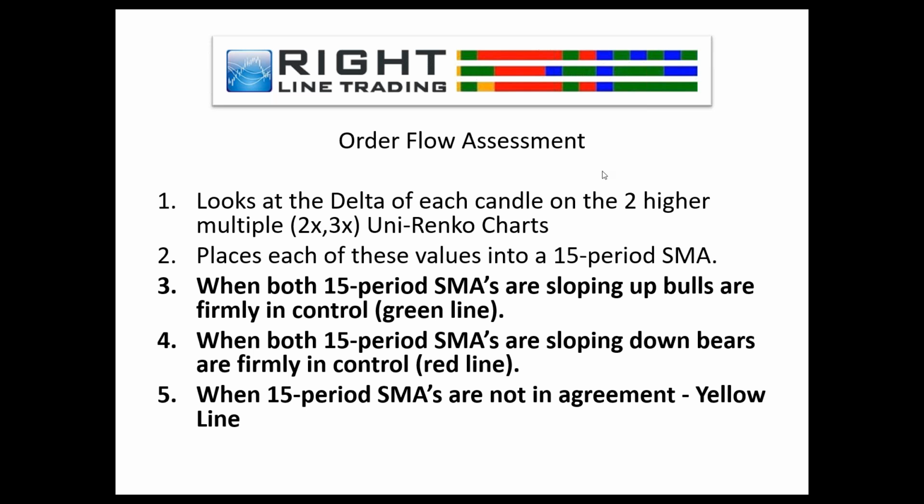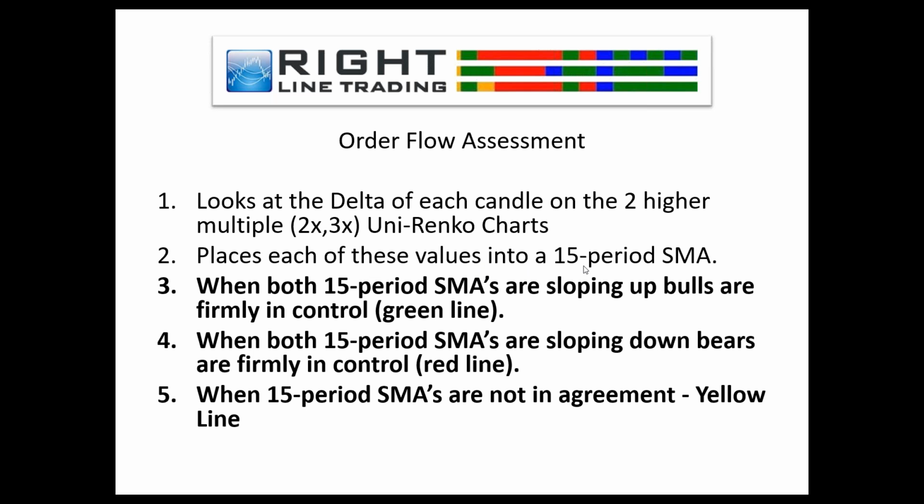Because fibs do have significant symmetry in nature, even though in today's market, they're not going to predict areas of support and resistance. And you put each of these delta values on the two higher time frames into a 15-period simple moving average. Now, because you're not looking at the absolute value of the deltas, and you're looking at 15 of them averaged together to smooth out the data, those outliers are thrown out.